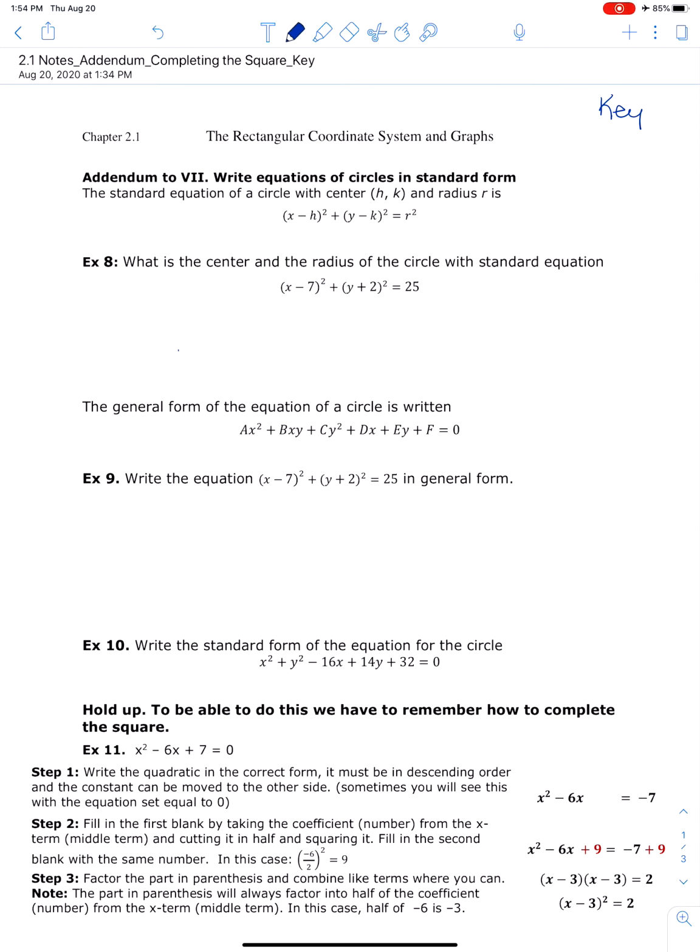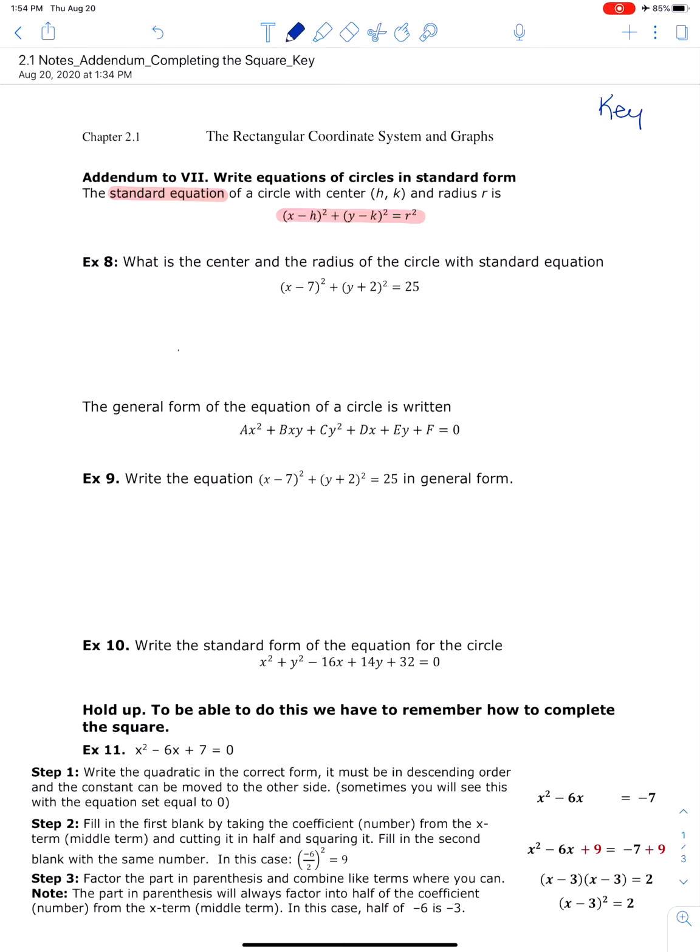Okay, here are the 2.1 notes, additional information on completing the square. So we are going to continue on where we wrapped up the 2.1 notes, and that is with the standard equation of a circle. Standard equation of a circle with a center (h, k) and a radius r looks like this: (x - h)^2 + (y - k)^2 = r^2.